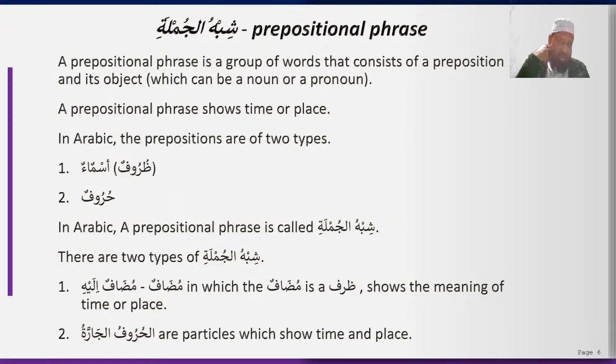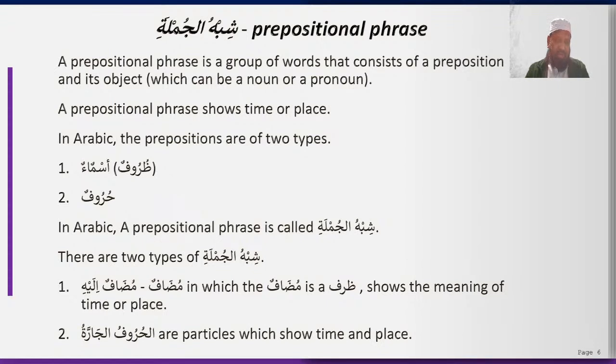What is a شبه الجملة? شبه الجملة is a prepositional phrase, a group of words that consists of a preposition and its object. The object can be a noun or pronoun. So what is the preposition? The preposition gives the meaning or shows a time or place. There are 2 types of prepositions that show time and place.